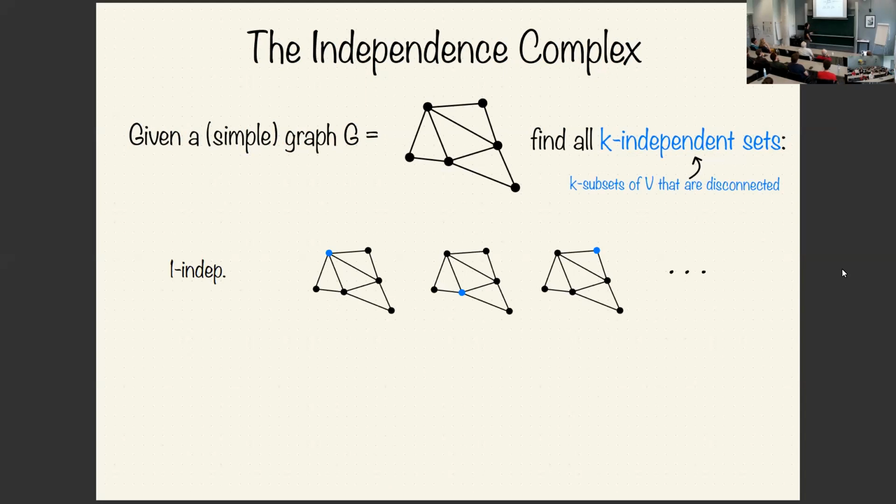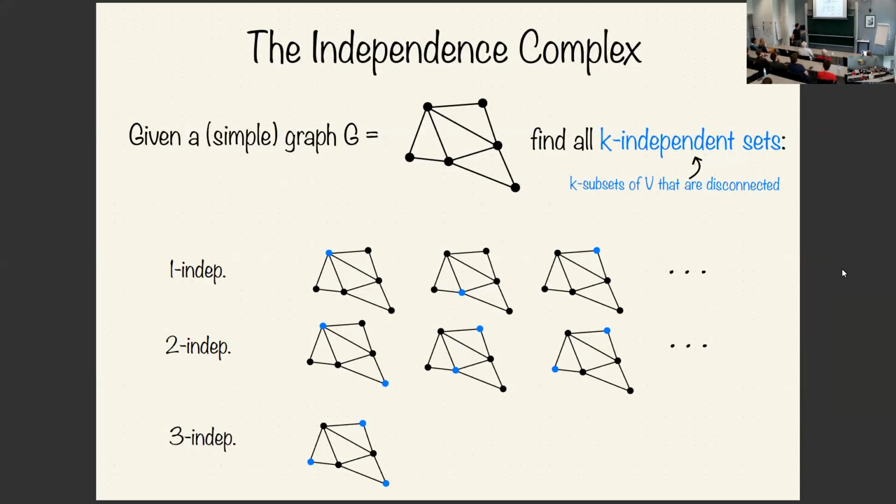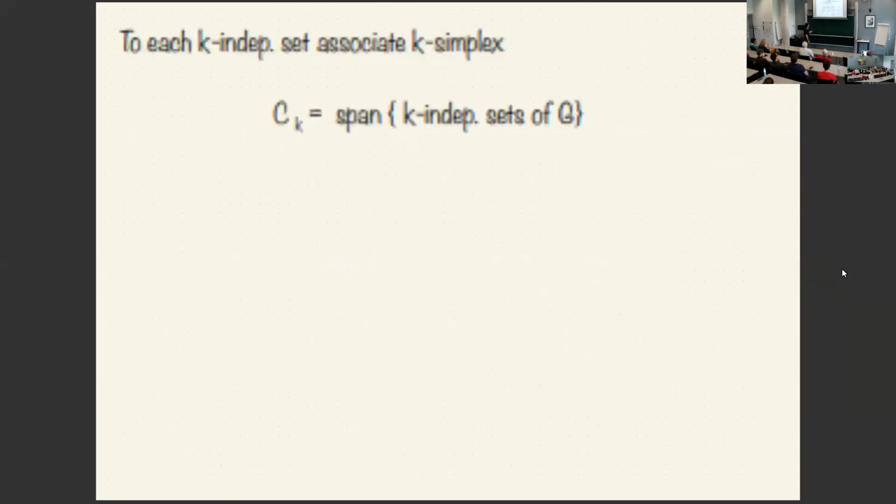One independent set means you choose one vertex, for example this one, or this one, or this one. So there are as many one independent sets as vertices in the graph. For two independent sets, you choose pairs of vertices, so here I draw a couple. For three independent sets, you choose three, which in this case is just one, and there's no four independent sets. So this structure ends there for this graph.